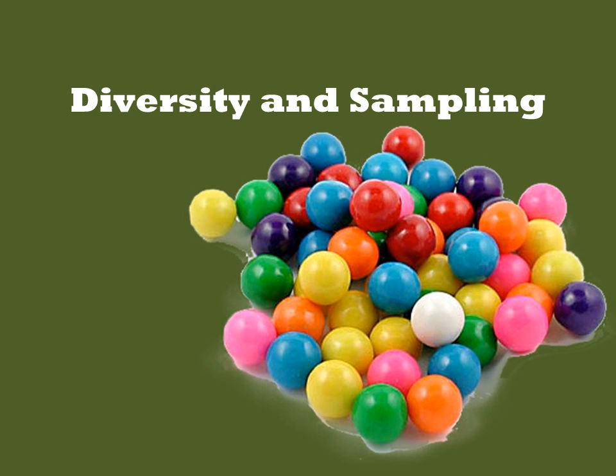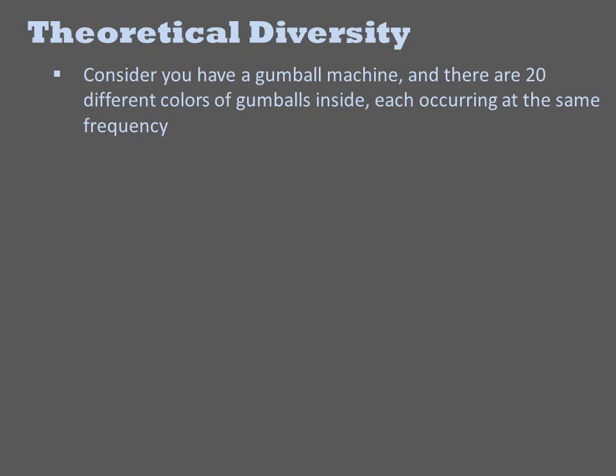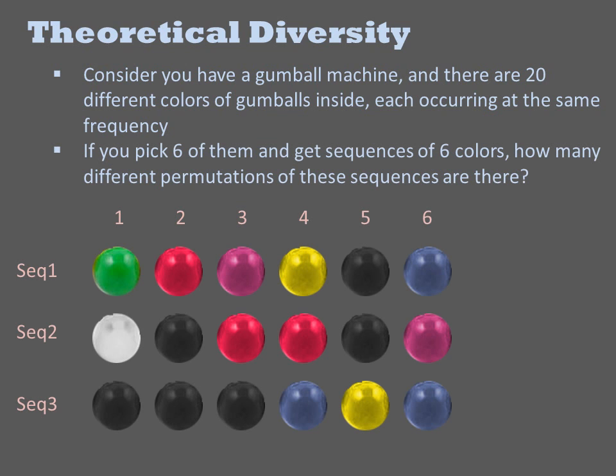One critical thing you must understand about combinatorial libraries is the means of calculating diversity. For this, let's consider combinations of gumballs. Suppose we have a gumball machine and there are 20 different colors of gumballs inside, each occurring at the same frequency. If you pick 6 of them and get sequences of 6 colors, how many different permutations of these sequences are there? So there are 20 at the first position, 20 at the next, and so on for 6 positions. So there are 20 to the 6 permutations, or around 60 million variants that potentially could exist within this space.